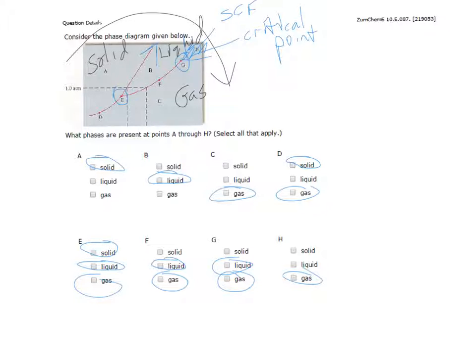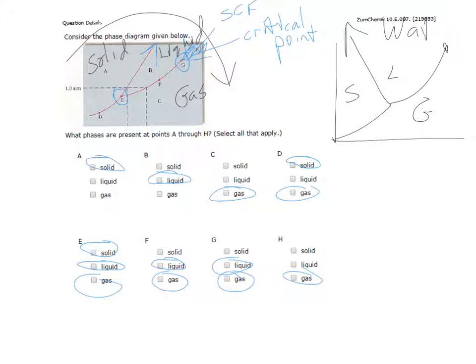And then lastly, which phase is denser, solid or liquid? Remember how water is the big exception, where the liquid state is more dense than the solid state. Water's phase diagram would look like this, where the solid-liquid line has a negative slope. For everything else, for every other substance, the solid-liquid line has a positive slope.